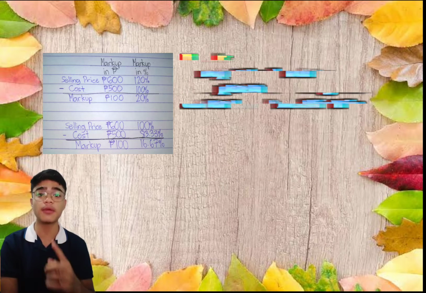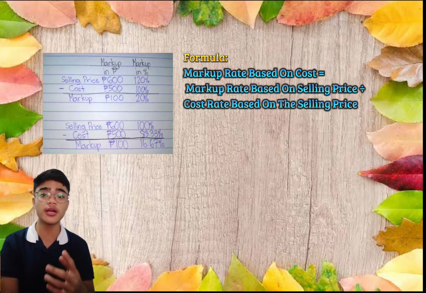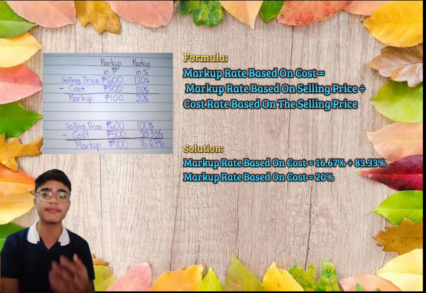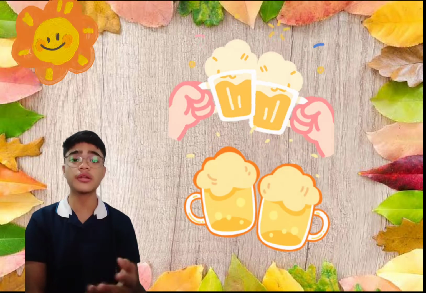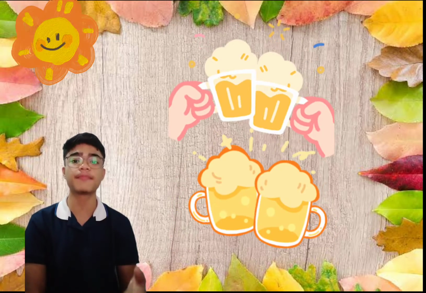Another formula is the markup rate based on cost equals the markup rate based on selling price divided by the cost rate based on the selling price. This formula converts the markup rate based on the selling price to a markup rate based on cost, which then converts 16.67% to 20%.